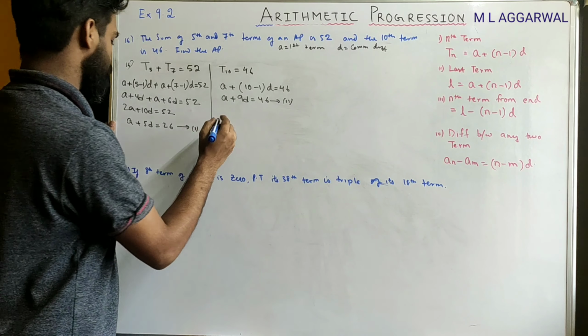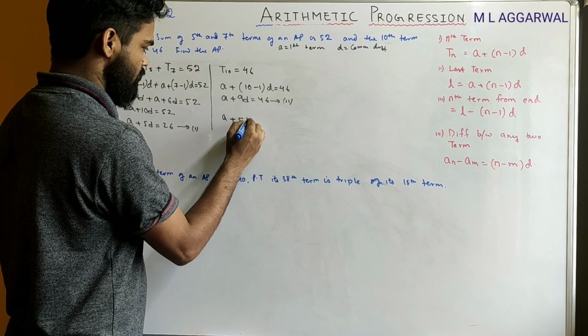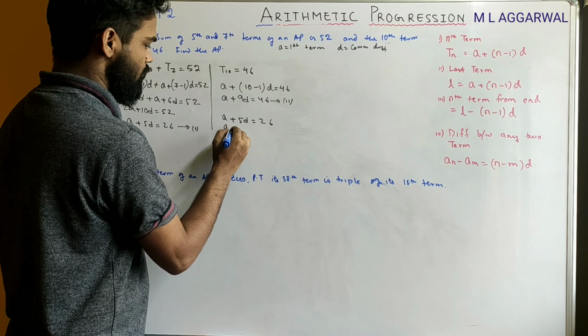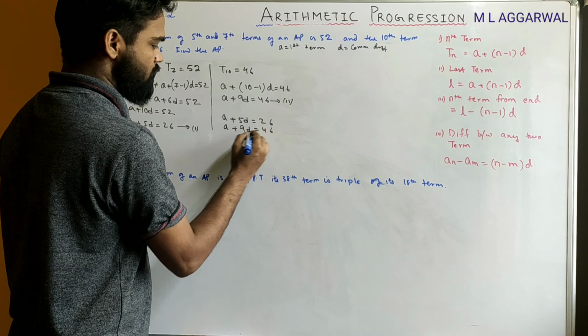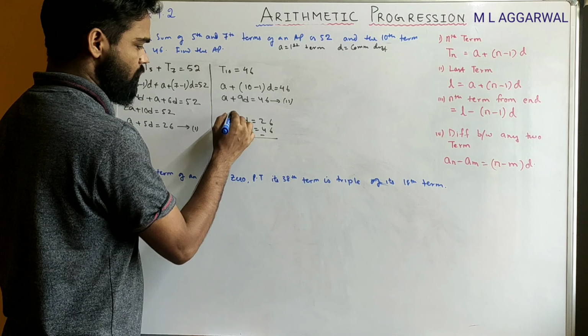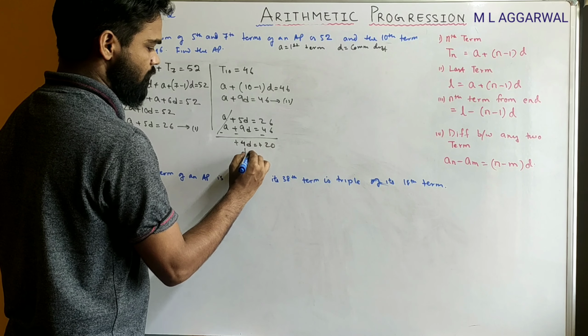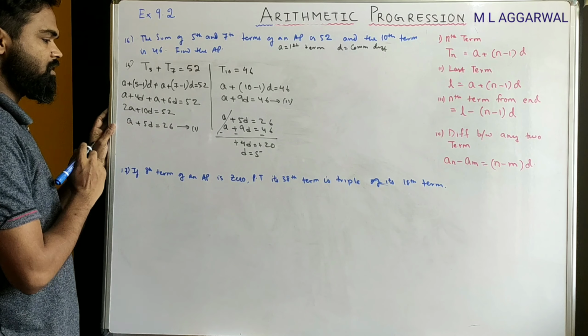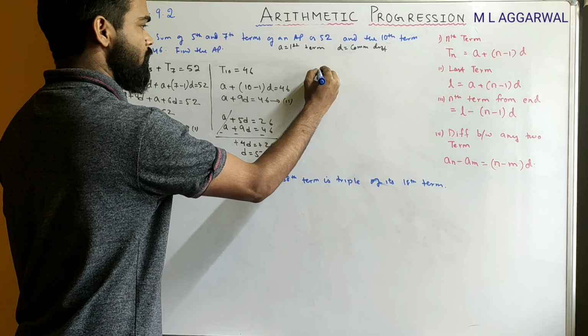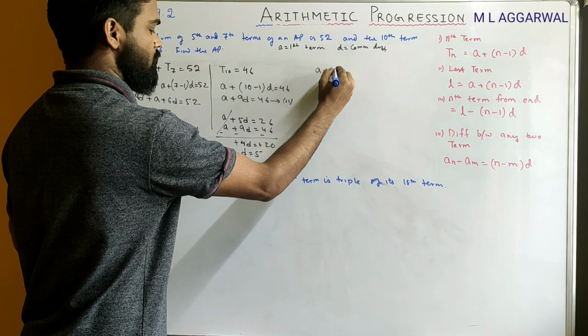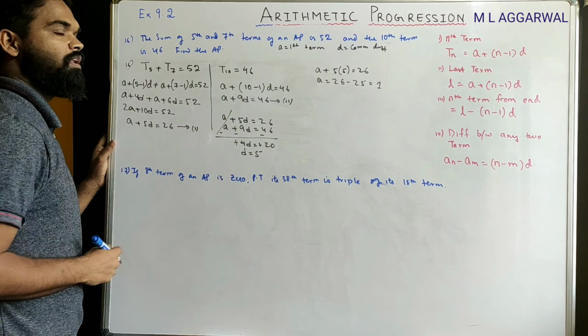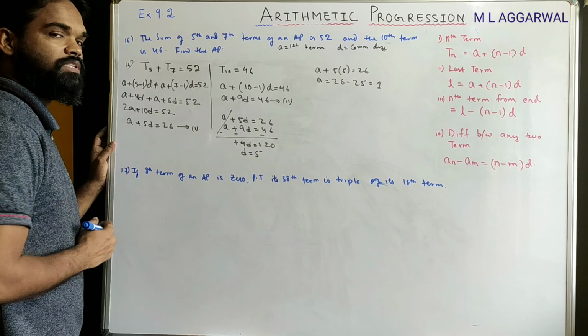Now solve these two. Look carefully. A plus 5d equals 26 and a plus 9d equals 46. I'll just subtract these two. So minus 4d equals minus 20, d equals 5. Once d is 5, I'll get a from here. See, a plus 5 into 5 equals 26. I've substituted the value of d over here in 1. So a will be 26 minus 25, that's 1. So you got your first term as 1 and the common difference is 5.